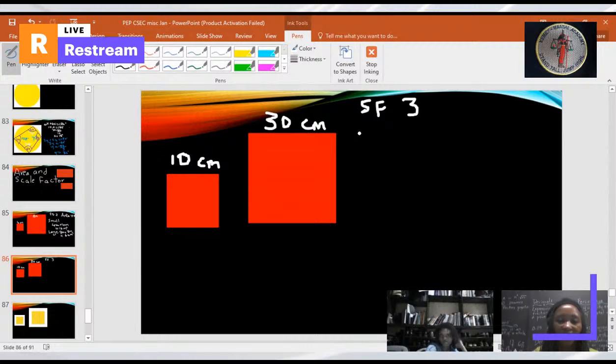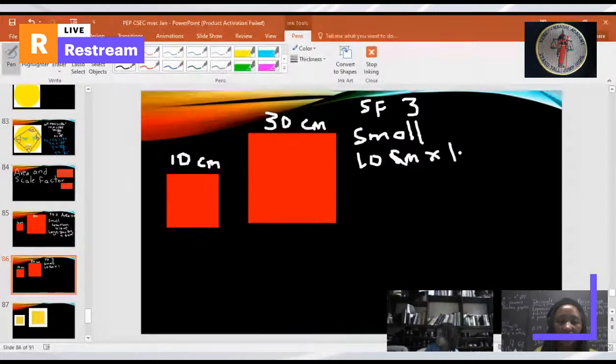So the area of the small square would be what? Yes, the area of the small square would be 100 centimeters squared. So that's 10 centimeters times 10 centimeters, which is 100 centimeters squared.